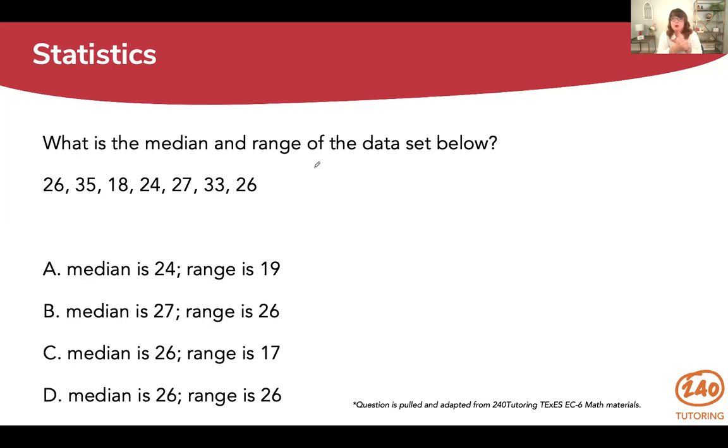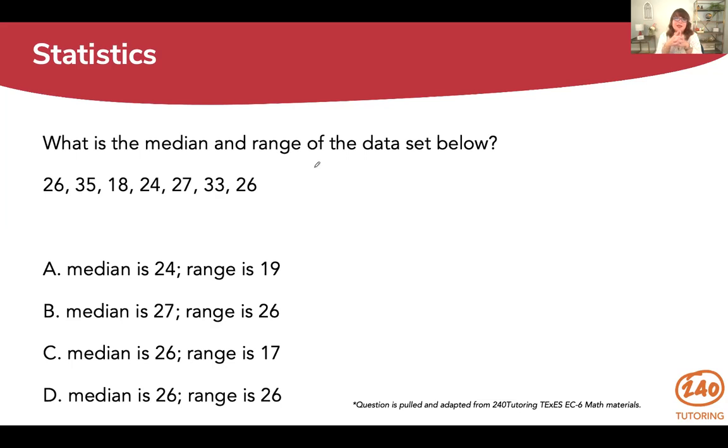The mode is the number that occurs the most frequently, okay? The median is going to be the data point that's in the middle. So if I put them in order from least to greatest, the one that's in the middle is the median. Now, if you have 2 numbers in the middle, you find the average of those 2 numbers. And the range is going to be the difference between the highest and the lowest value.